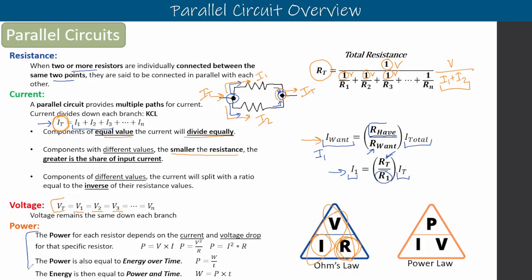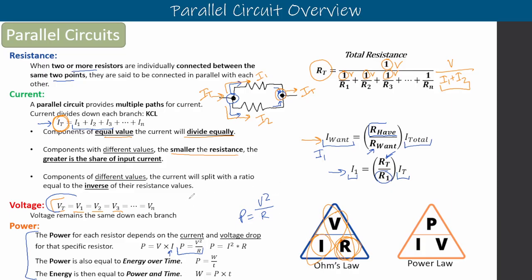So power in parallel works a lot like power in series. We'll see that there is an easier power equation to use for this one. We can say that the power is equal to voltage squared over resistance. And since we know that the voltage stays the same in our parallel circuits down each branch, we can use our voltage source as that squared voltage and then use the value of our resistor. And that makes it a little bit easier because now you don't need to find the current down each branch.